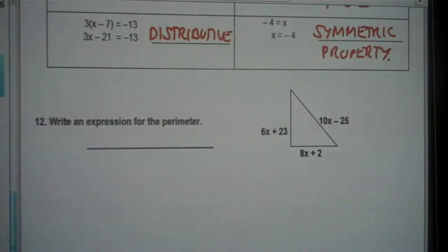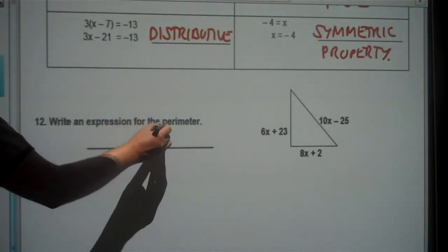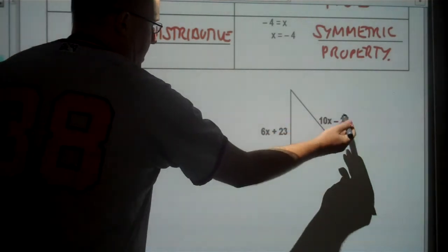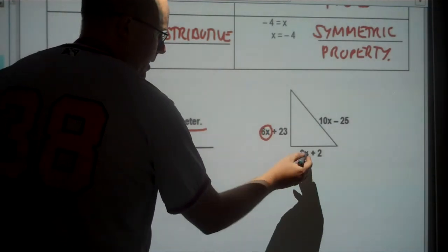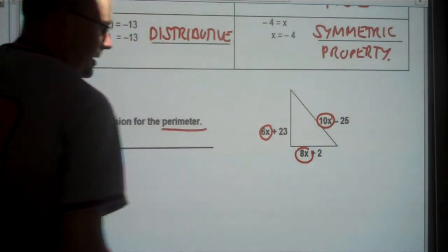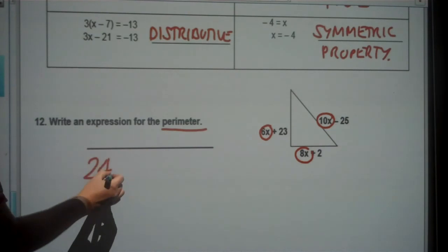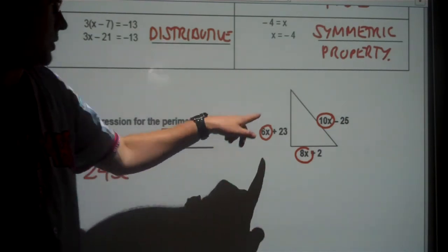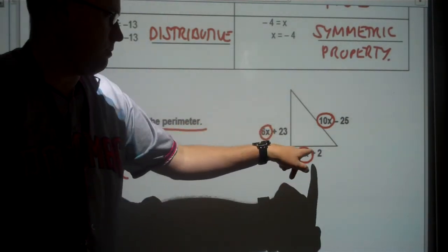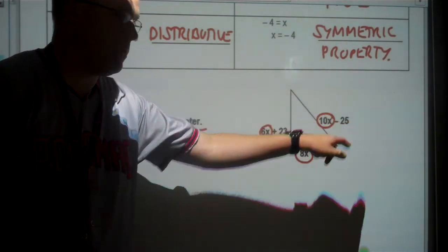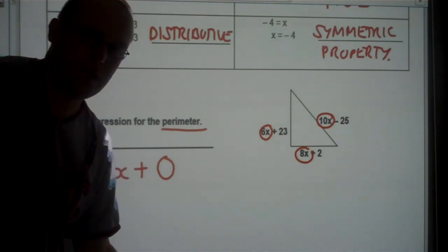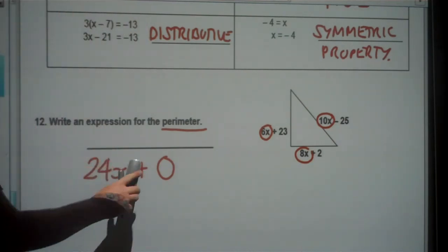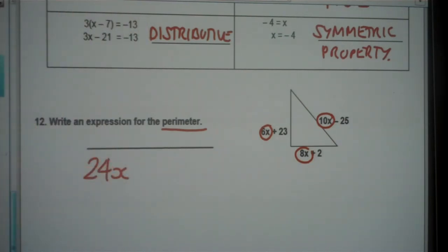Now for our last question, we're going to write an expression for the perimeter. And the perimeter is when you add all these sides together. So we're just going to look for the like terms and add. So I got 6x, 8x, and 10x, which is going to be 24x. 23, positive 23, plus 2 is 25. Take away 25 is 0. So you could put 24x plus 0. We know if we add 0, that doesn't change anything with our identity property. So our answer should just be 24x.